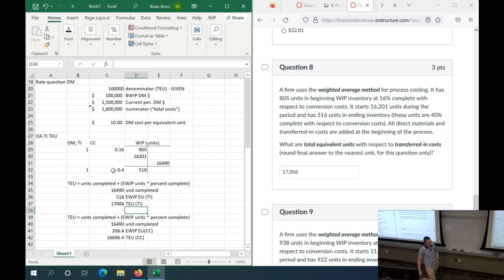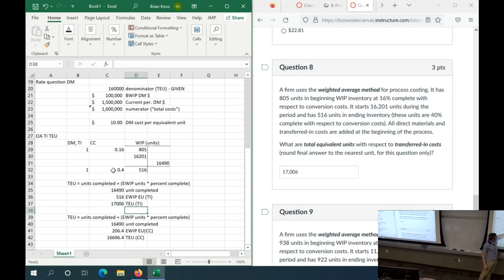It does. Just more specifically, what part of that question prompts that first answer, the 17,000, as opposed to the 16,000? This sentence right here says all direct materials and transferred in costs are added at the beginning of the process. So the moment it touches our process in our department, it's 100% complete. Okay. Which transfers to this.